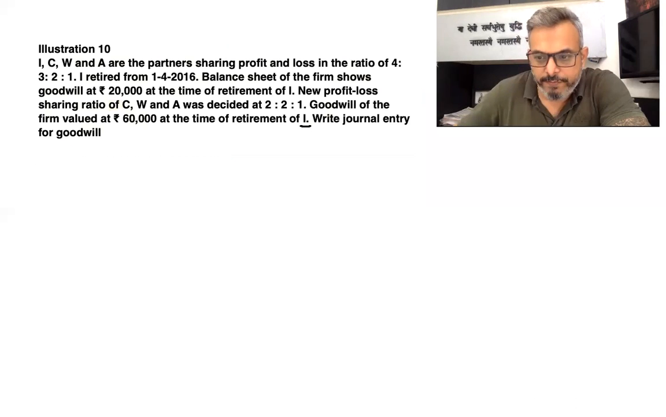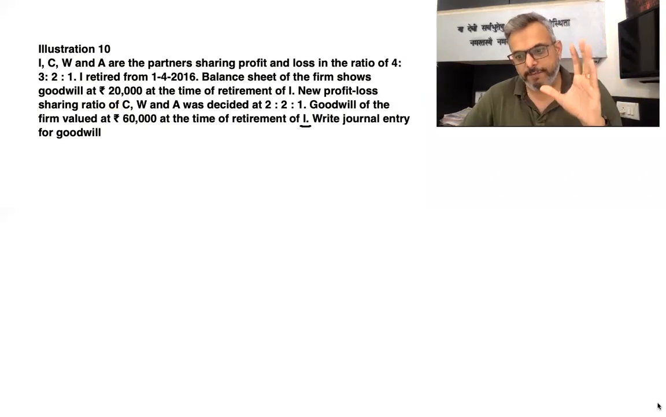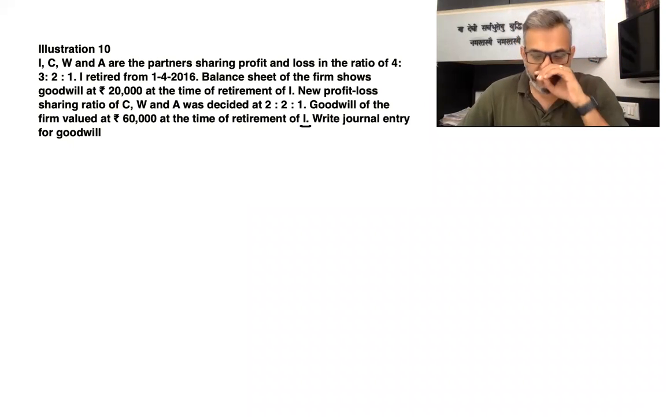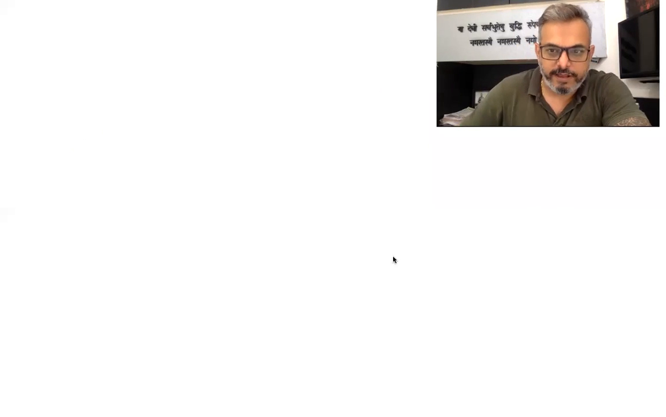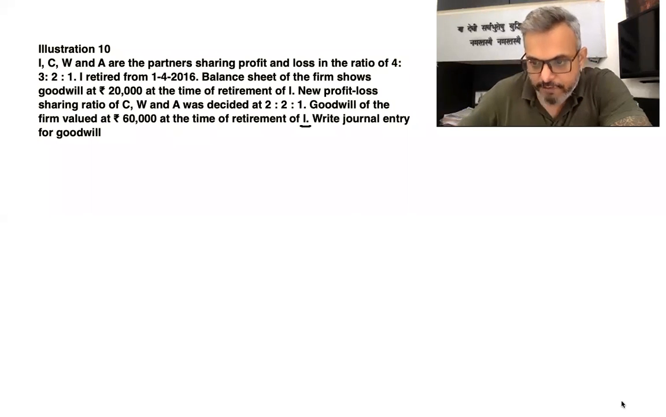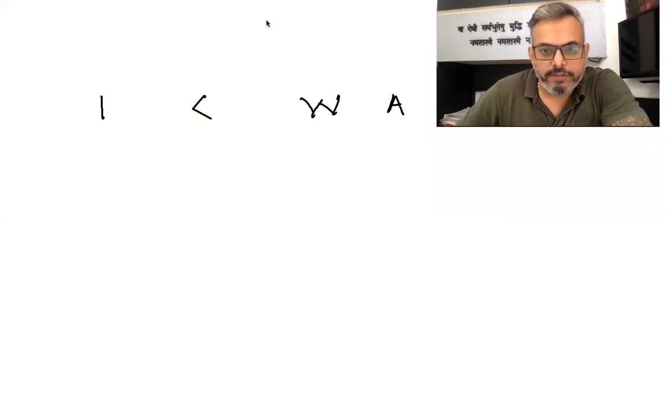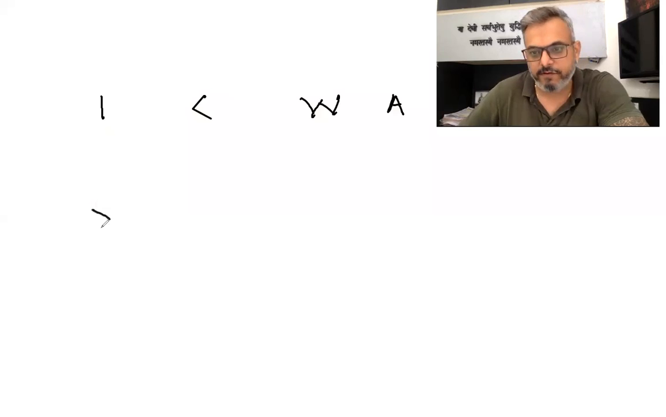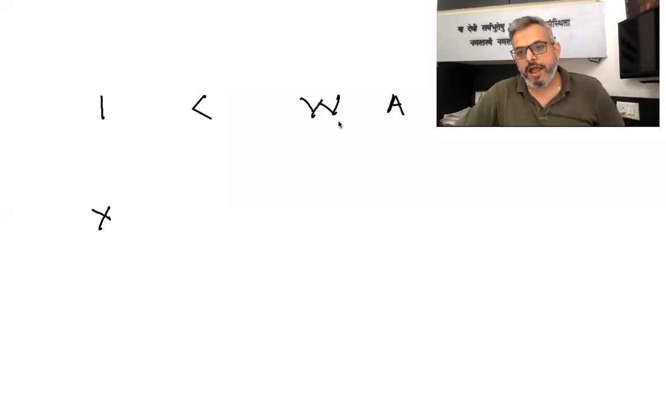Now, before we proceed with the sum, now you understood what type of adjustments come. That's why we read the question first. Now I'll go to the concept once again before we proceed with the sum. Okay, let me continue with this sum only. Now we have four partners, I, C, W, and A. What is happening is eventually I is retiring. So now there are three existing partners, C, W, and A.